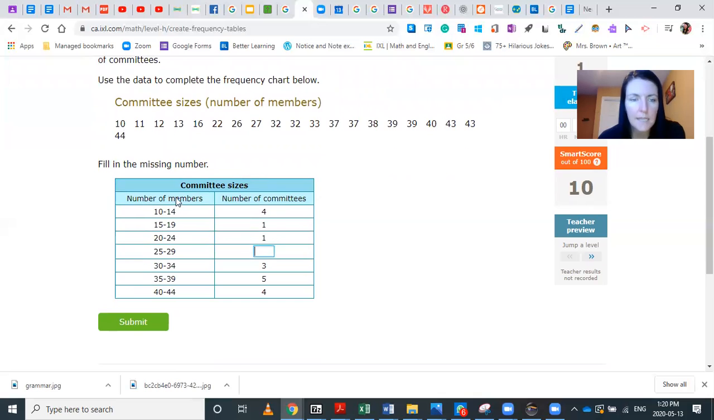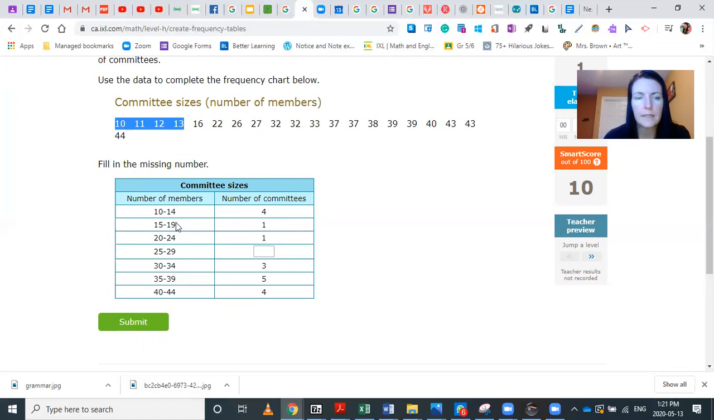Committee sizes, number of members, they've grouped them here in this chart. So we're looking at this one here. Okay, so 10 to 14, how many committees have 10 to 14 members? 1, 2, 3, 4, right? 16 is too big. So that's the category size. Those 4 belong in the first category. There are 4 of them. Do you see how that works?